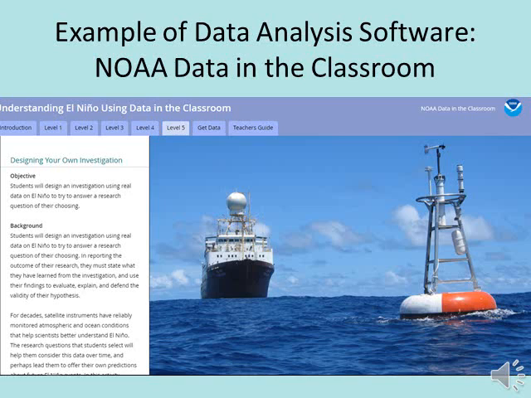Jumping into level 5, students have been able to work through different levels and have had the gradual release of responsibility. And if you look at the objective, now students are designing an investigation using real data on El Nino to try to answer a research question of their own choosing. This means that students have student choice and are now more invested in the investigation that they are involved with. Through this investigation, students have the tools and have been prepped to be able to do the investigation on their own.